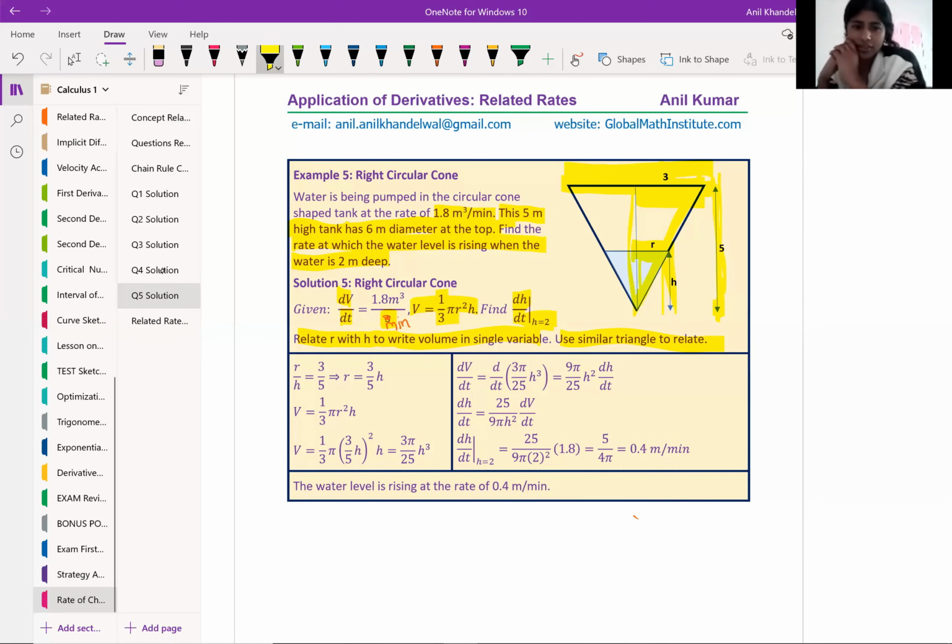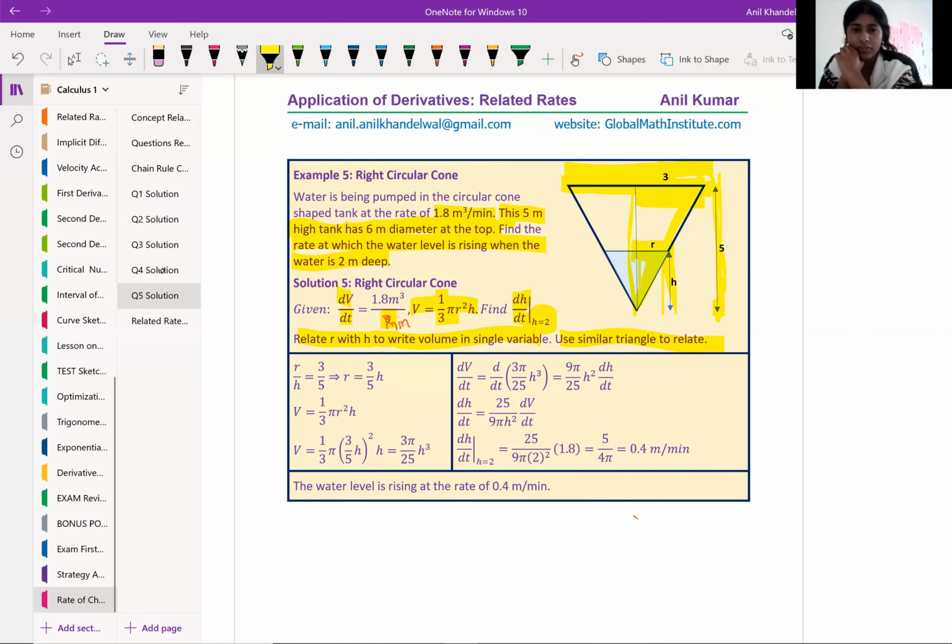Why can't you relate H with R? Why does it have to be R with H? Either way you could do it, but see what is given to us, and what we need to find. We want to find something when H is 2. So we want to keep H and get rid of R.